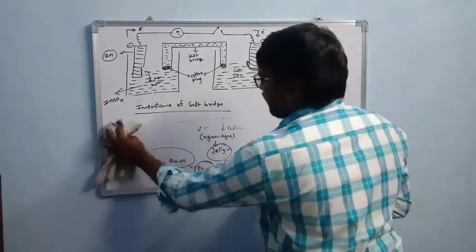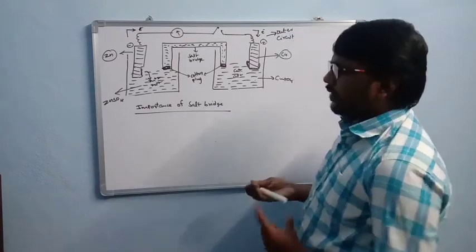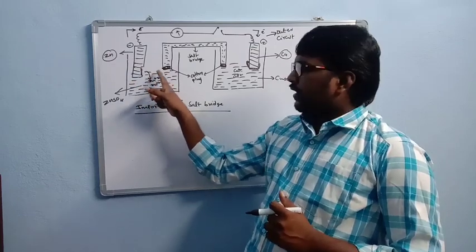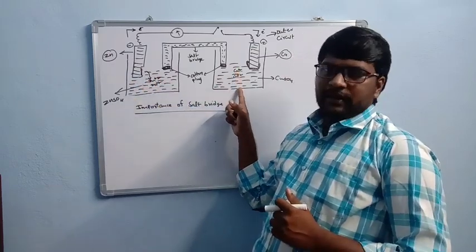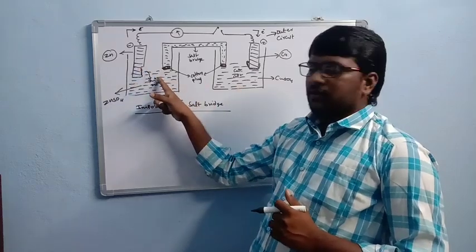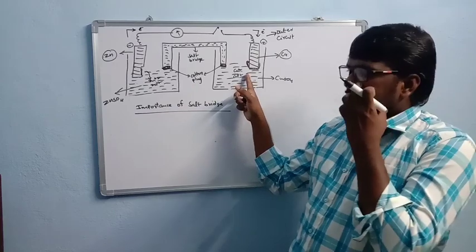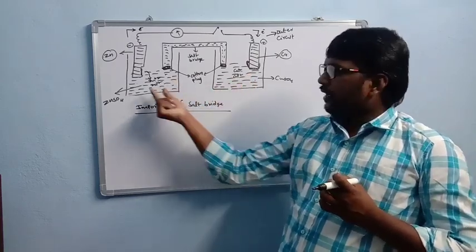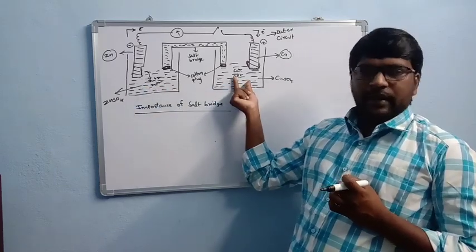Now you see the importance of the salt bridge. When the reaction takes place, the concentration of Zn plus 2 increases here. Here the concentration decreases, because the number of Zn plus 2 ions increases here and the number of Cu plus 2 ions decreases here, so some potential difference is present. So more cations are present here and fewer cations are present here.